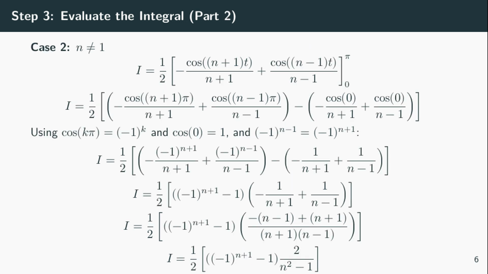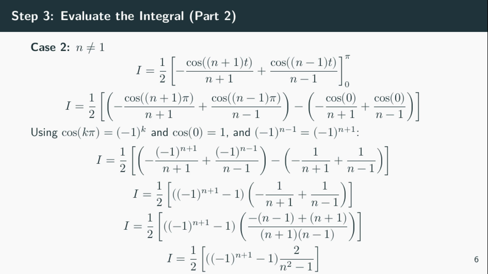Now we can integrate the expression we had using the standard integral of sine of ax. I is 1/2 times the quantity minus cosine of n plus 1 times t over n plus 1 plus cosine of n minus 1 times t over n minus 1 evaluated from 0 to pi. Let's plug in the limits. I is 1/2 times open bracket minus cosine of n plus 1 times pi over n plus 1 plus cosine of n minus 1 times pi over n minus 1 closed bracket minus open bracket minus cosine of 0 over n plus 1 plus cosine of 0 over n minus 1 closed bracket.